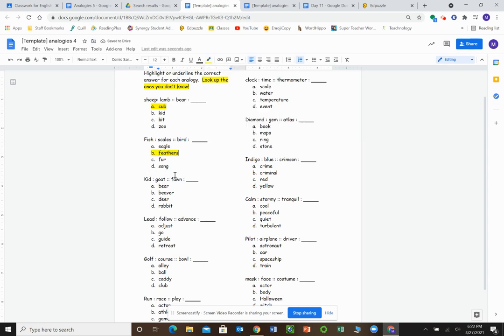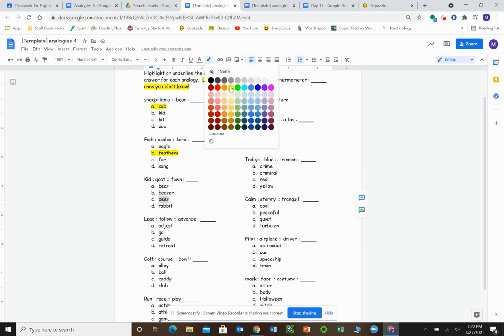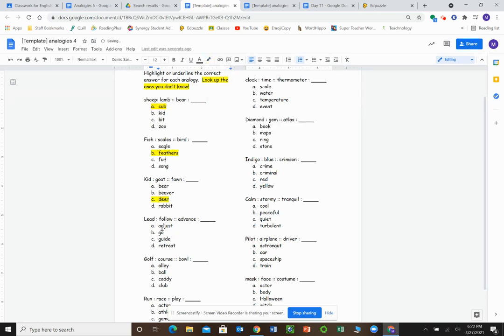Kid is to goat as fawn is to blank. Well, if you don't know and you looked it up, a kid is a baby goat. So I know that a fawn is a baby what? And if I looked it up, a fawn is what you call a baby deer. So I would mark deer. Just pay attention to the relationships.